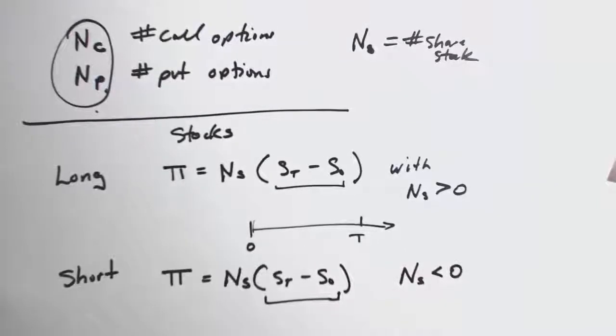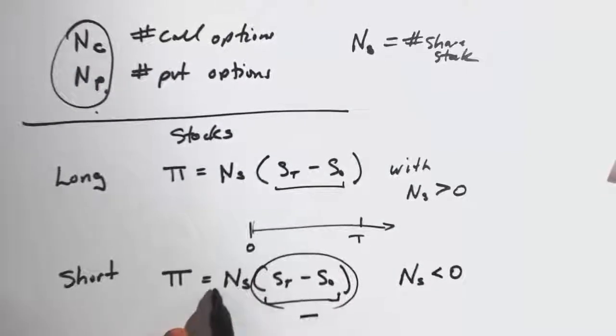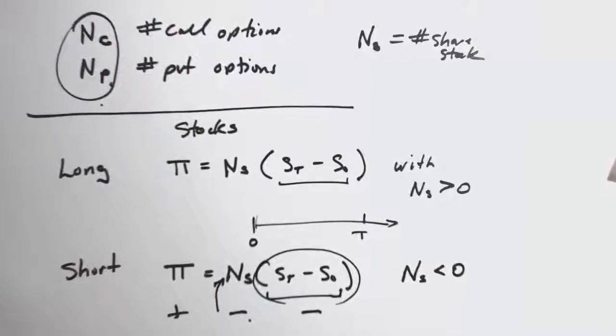Remember, your goal of shorting a stock is you want to sell it high and buy it back later at a lower price, so you make a profit. So when you short a stock, you want this term here to be negative, and then you have a negative for NS. Negative times a negative turns out to be a positive.